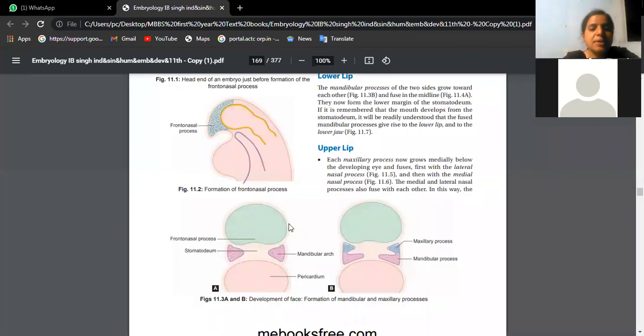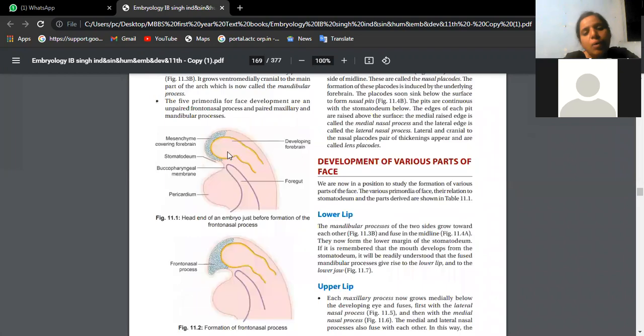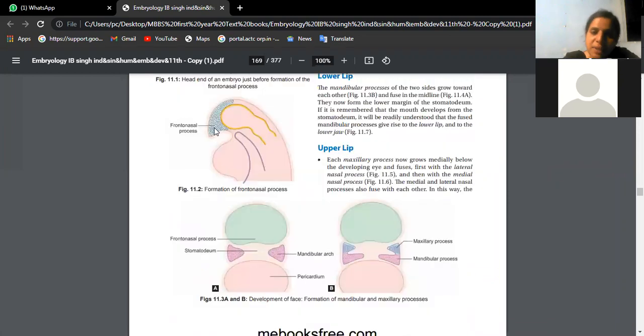Development of face. You are finding this is the head fold, isn't it? In this head fold, this is the lateral view. That means the whole embryo is not shown here, only half of the embryo is shown. This is the pericardium region, don't bother about it. See, this head fold, this is the lateral view and this is the front view. First was the side view and now you are drawing it from the anterior aspect.